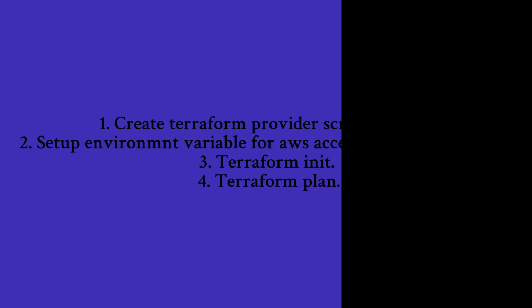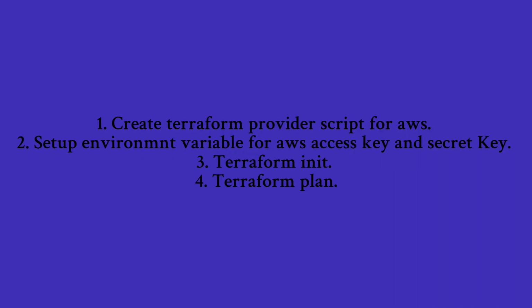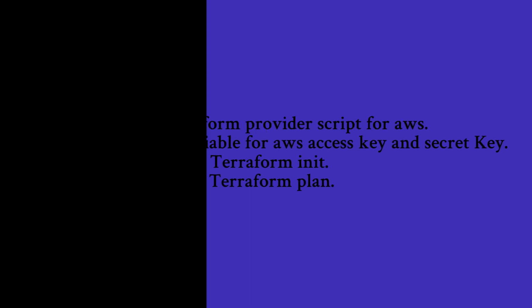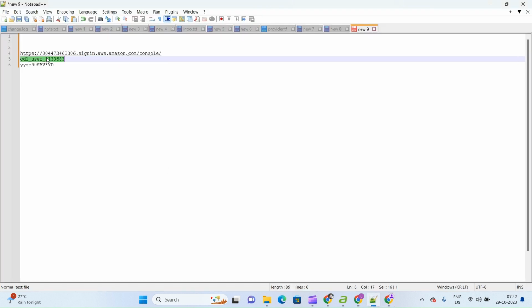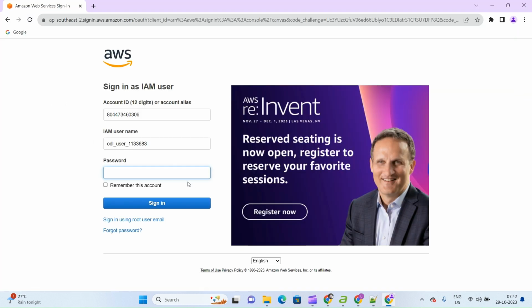The next step involves exporting the AWS account access key and secret key as environment variables. If you're unsure about how to obtain your AWS access key and secret key, don't worry, I'll guide you through the process of setting up new access and secret keys for Terraform. Start by signing into your AWS account with your credentials.